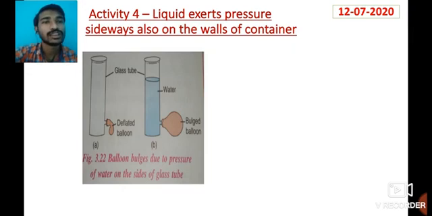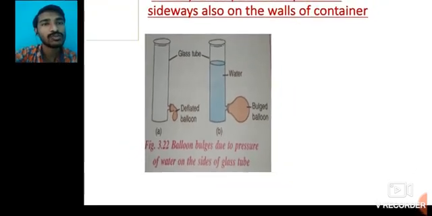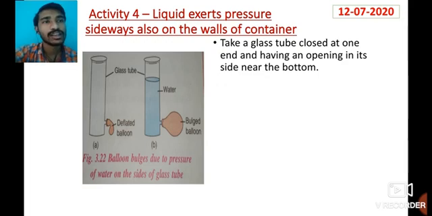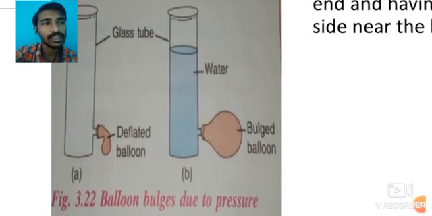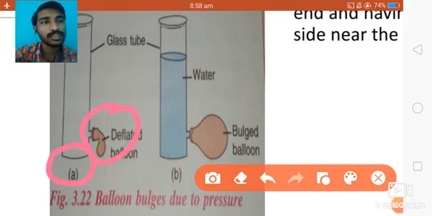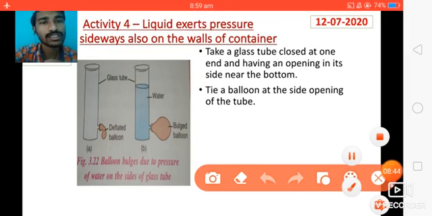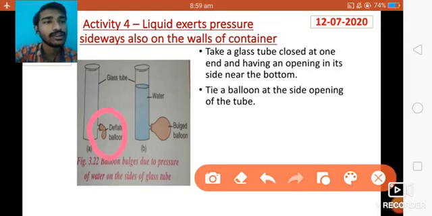So this is the second experimental setup. It is similar to the first one, but here we have a hole made on the side of this glass tube. Take a glass tube closed at one end and having an opening in its side near the bottom. You can see the glass tube here. One end is already closed and the side has been opened here. Now tie a balloon at the side opening of the tube. Here you can see the balloon is tied at the side opening.